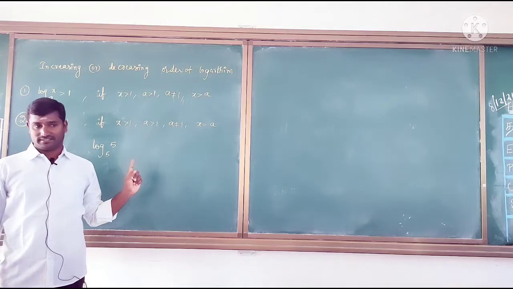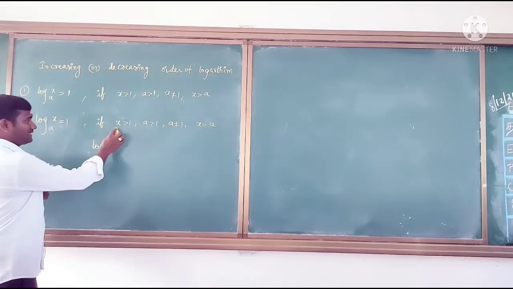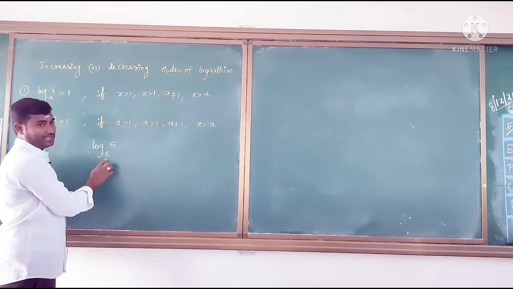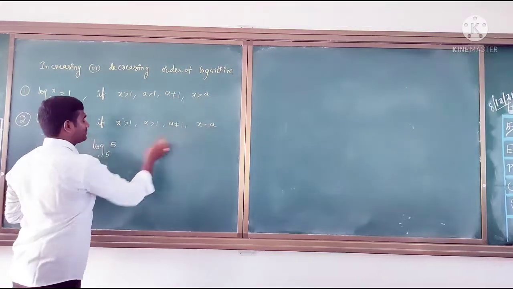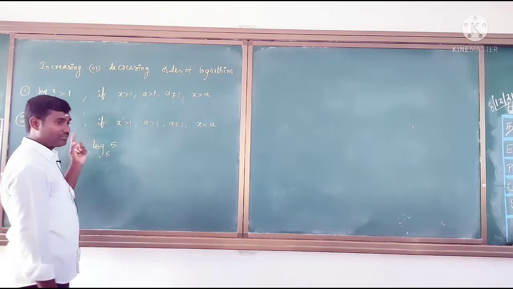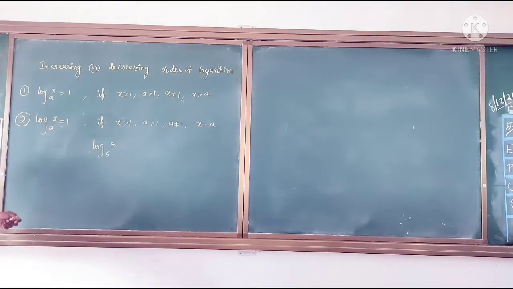Already we studied this. So x is greater than 1, 5 is greater than 1. A is greater than 1, this 5 is also greater than 1. And x equal to a, 5 equal to 5. Yes sir. Okay, so we have this condition. Next.